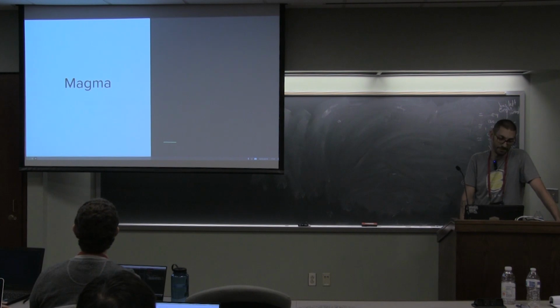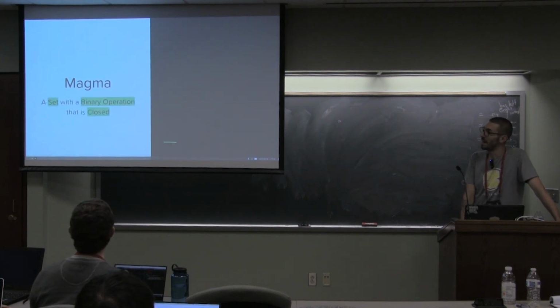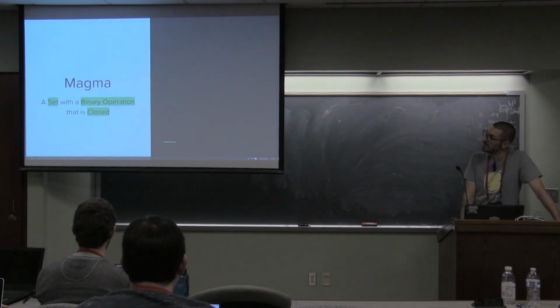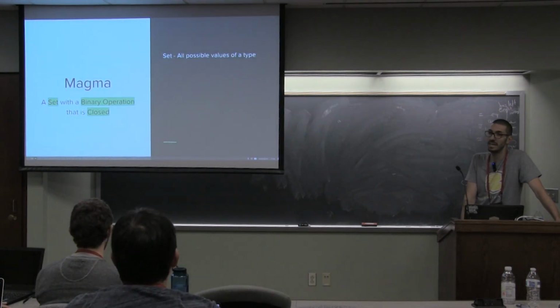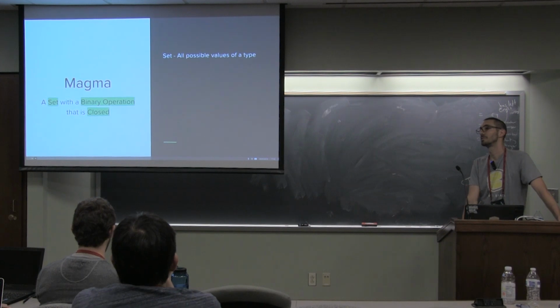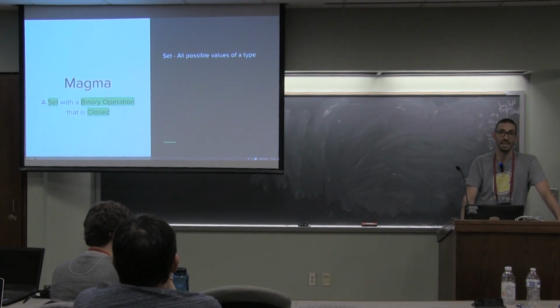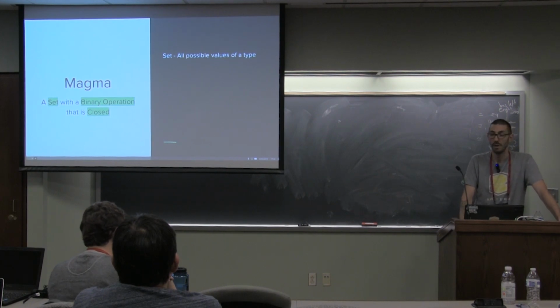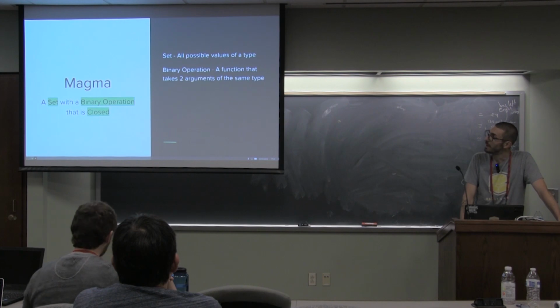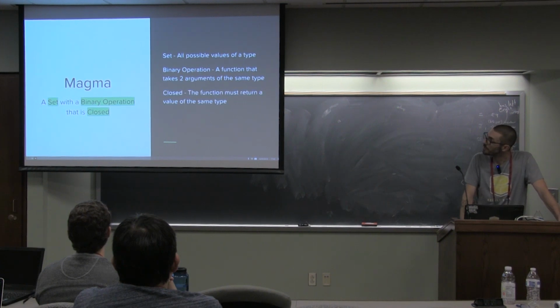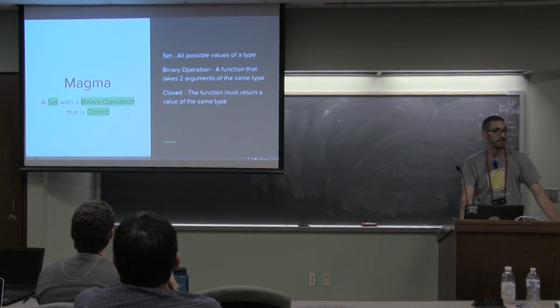So what is a magma? All right, so it's a set with a binary operation that is closed. Now I've said these words before, but let's break down what those are. A set is all possible values for a type. So with addition and numbers, you can give me two numbers, I can add them, and we'll get another number. A binary operation is basically a function that accepts two arguments. And closed means it must return a value of the same type.